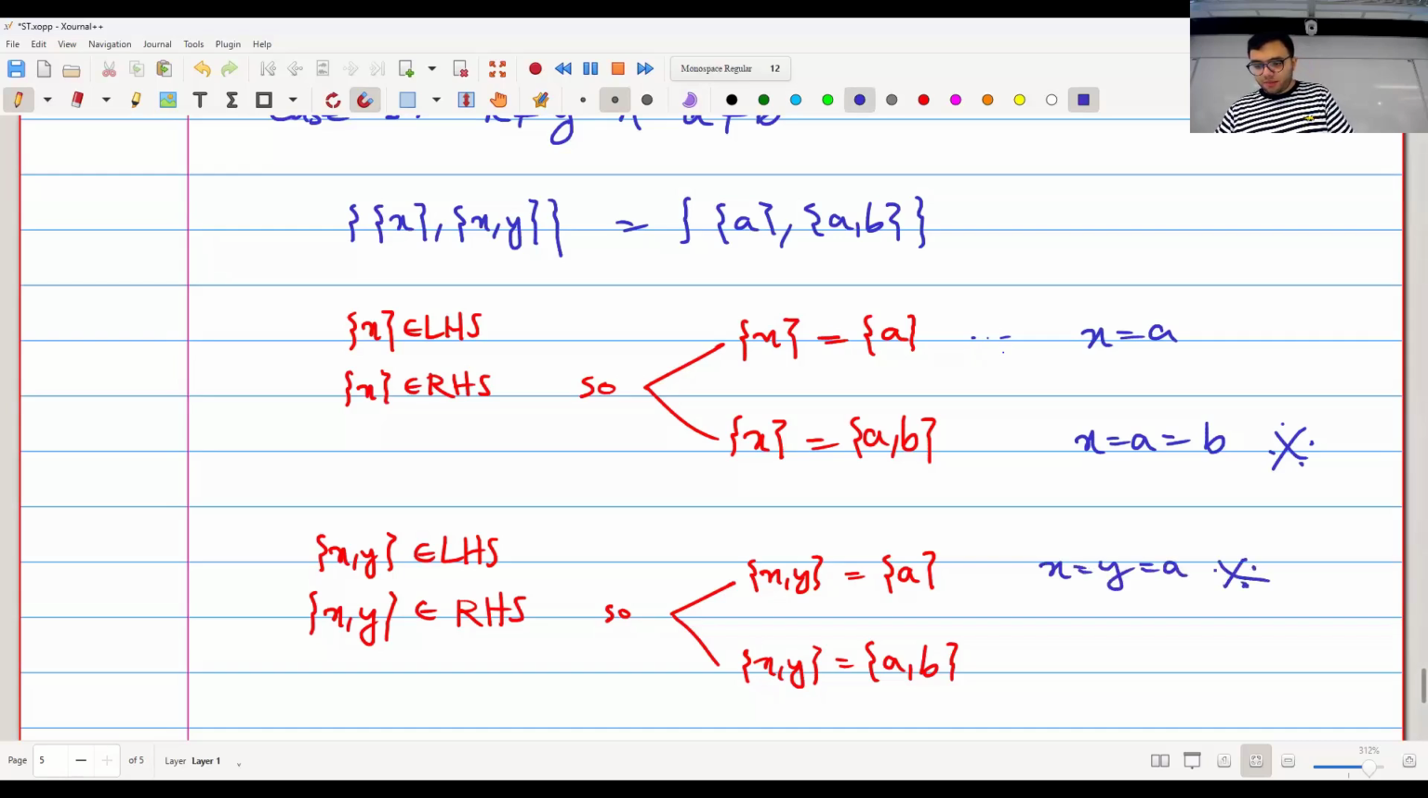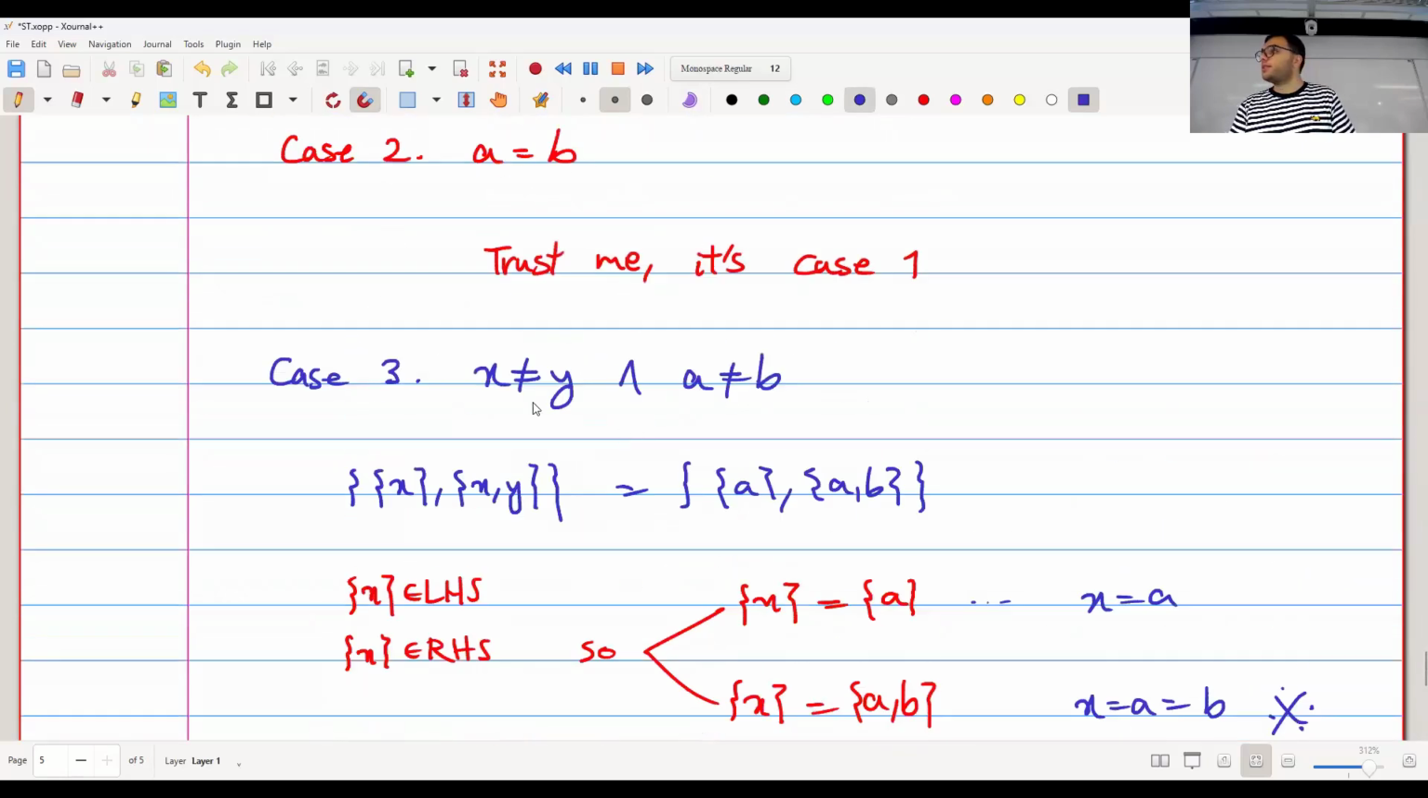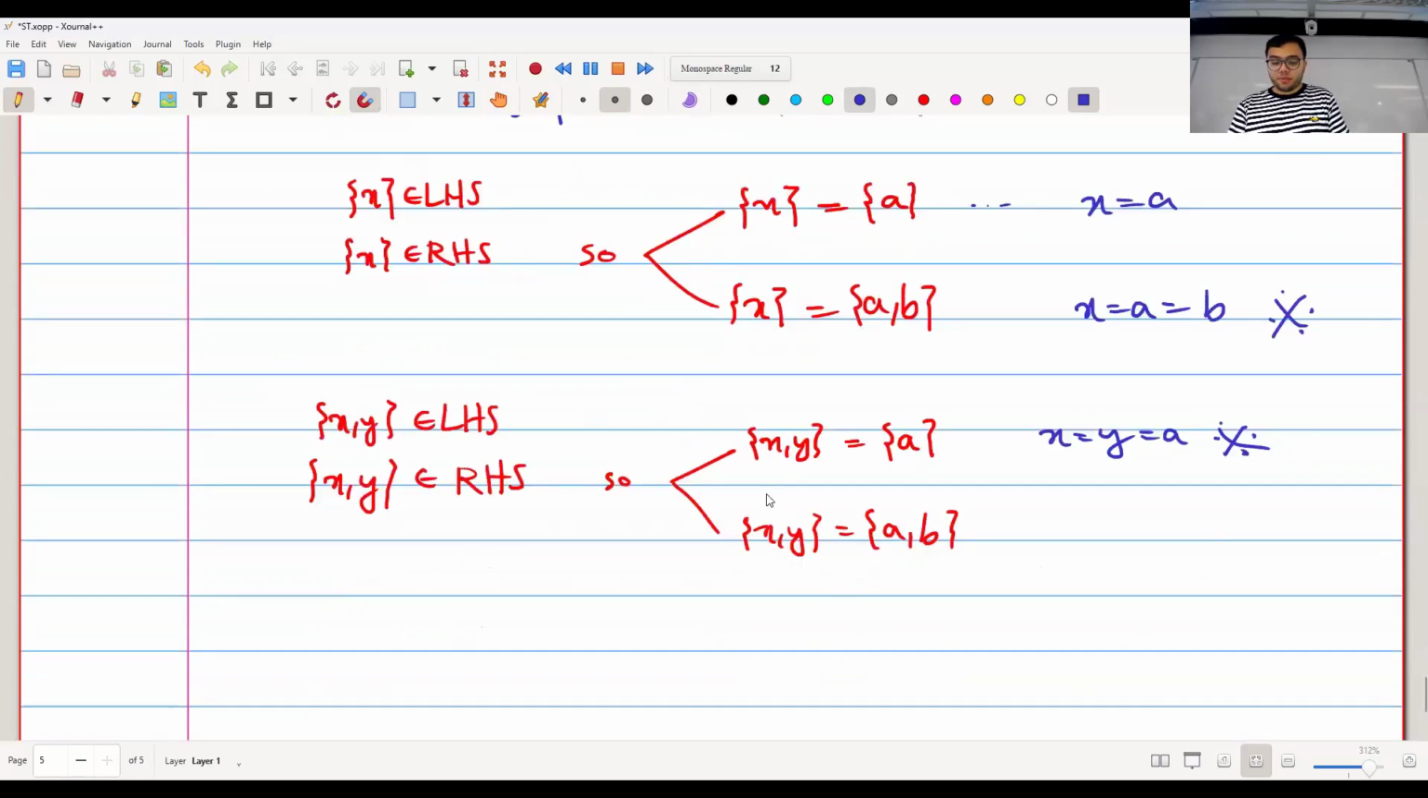This is a contradiction because I was assuming that X is not. So I'm definitely in the second subcase. XY has to be equal to AB. Okay. But what do I know? I know that X is equal to A, and I know that Y is not equal to X. Right? So X is equal to A, Y is not equal to X. So putting these two together, Y is not the same as A.